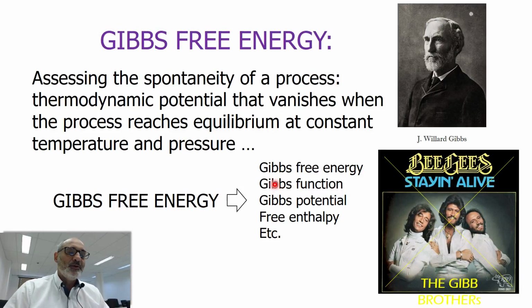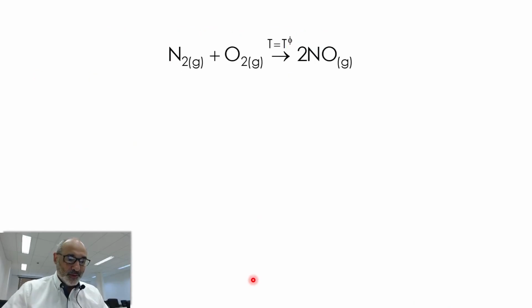But it also has other names: Gibbs free energy, Gibbs function, Gibbs potential, free enthalpy, and so on. And this has nothing to do with the Bee Gees. The Gibbs brother, they are different people. But let's take a look. Let's try to reason the same way that Gibbs did.